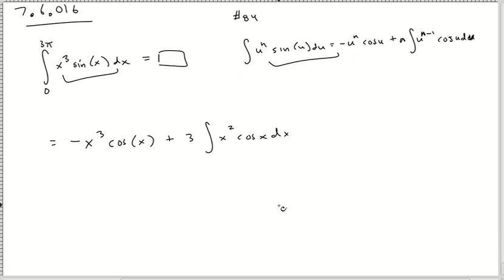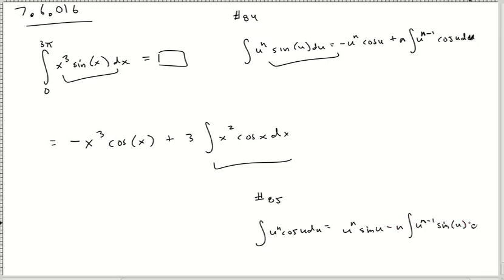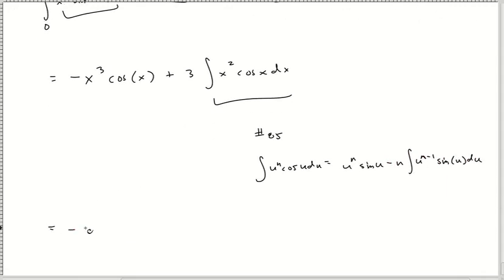Okay, awesome. Now, how do we do this problem right here? Maybe it's number 85: the integral of u to the n cosine of u du is equal to u to the n sine of u minus n times the integral of u to the n minus 1 sine of u du. It'd be easier if I just did integration by parts, but I'm trying to show that the formulas are there for you as well.